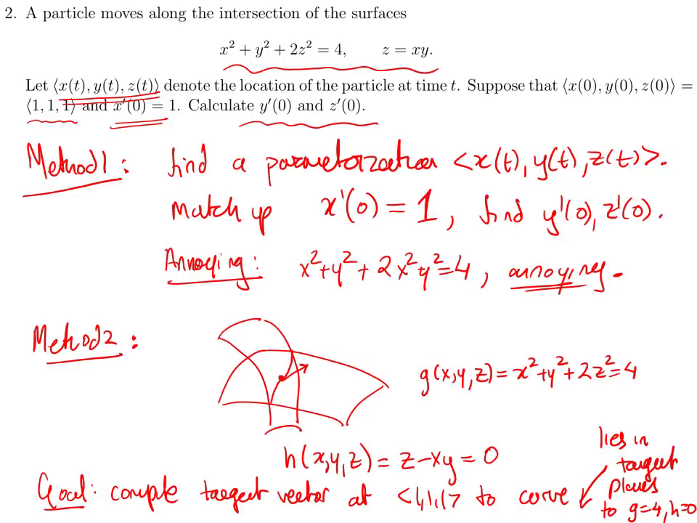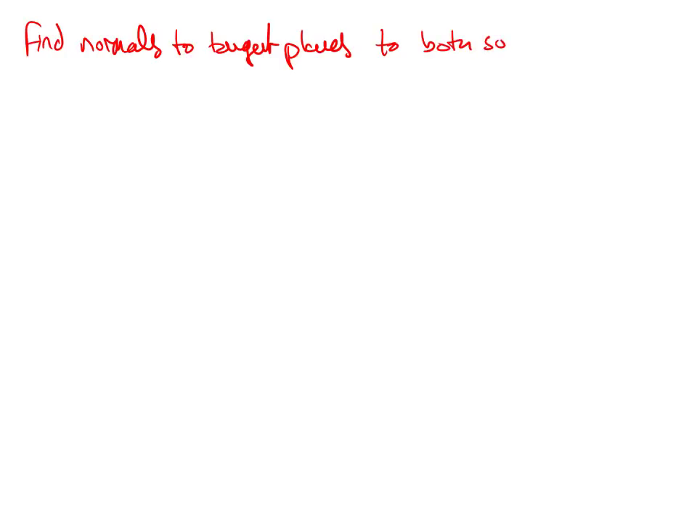So how do we find tangent planes? Well, the surfaces are given as level sets, and so the normals to the tangent planes are just given by the gradient. So find the normals to the tangent planes to both surfaces. These are given by the gradient.